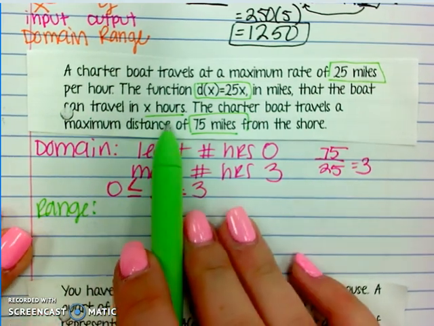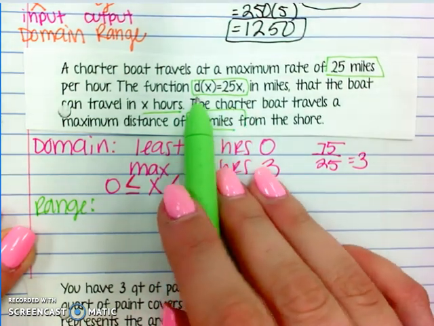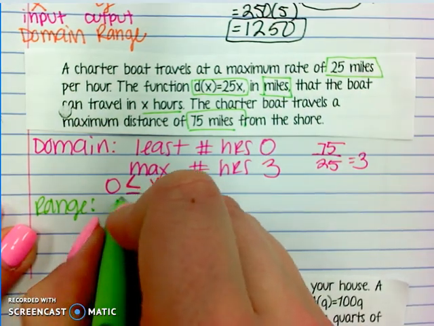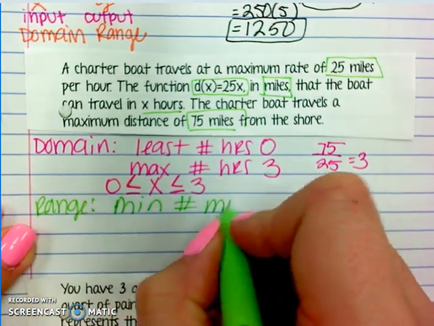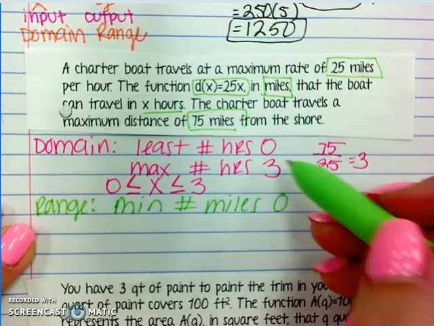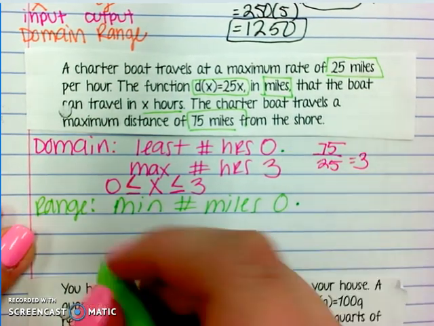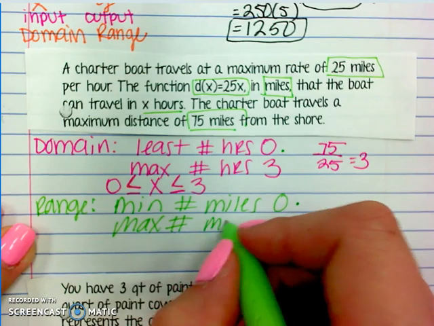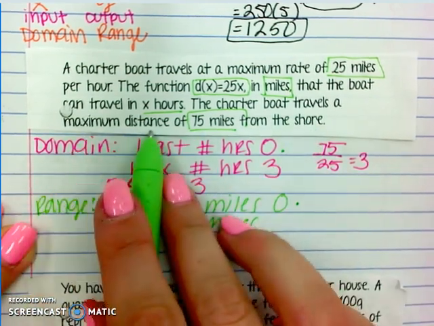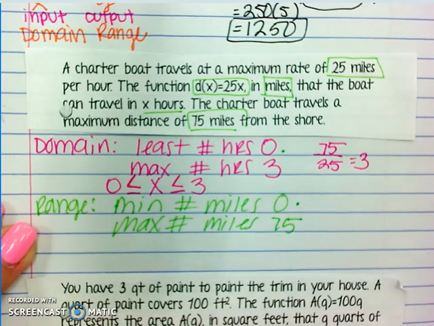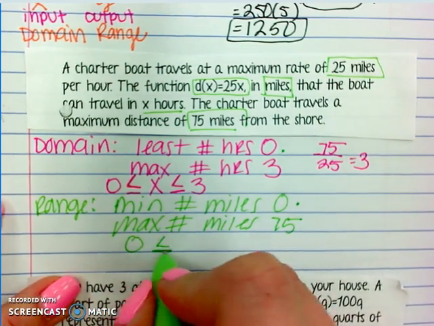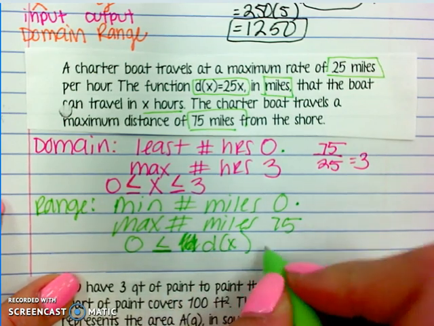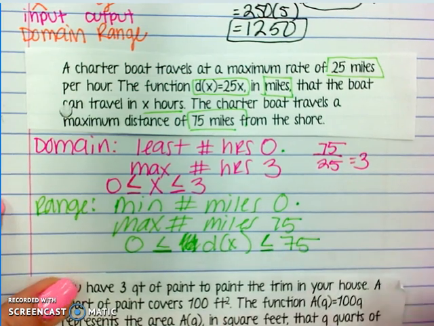Now, if I've talked about hours already, my range is what's coming out of it: the d for distance, or miles. So the minimum number of miles that they can travel is 0. If they go for 0 hours, they're going 0 miles. The max number of miles, it told us, is a maximum distance of 75. So 0 is less than or equal to d of x, which is less than or equal to 75.